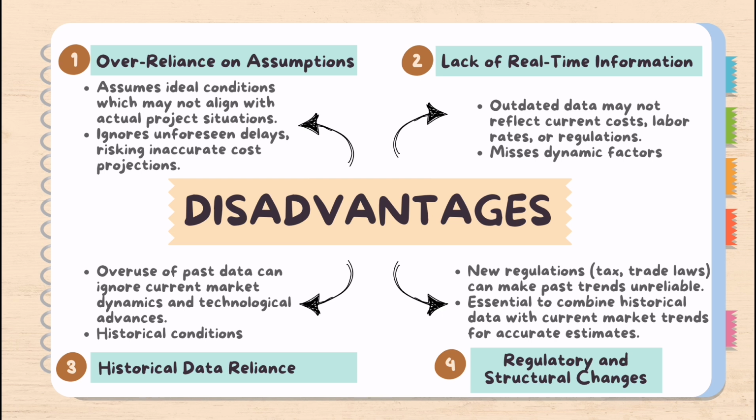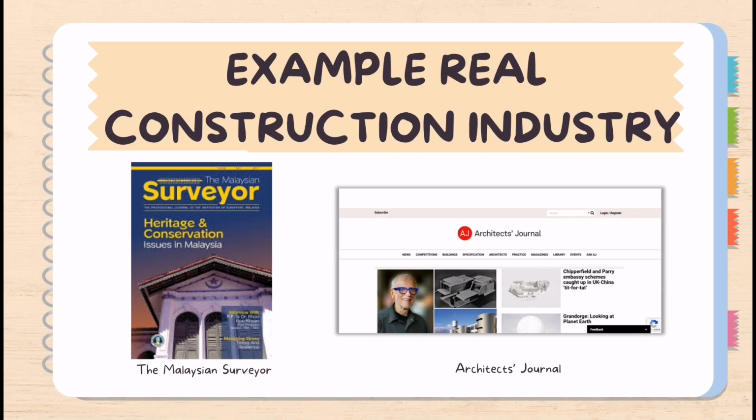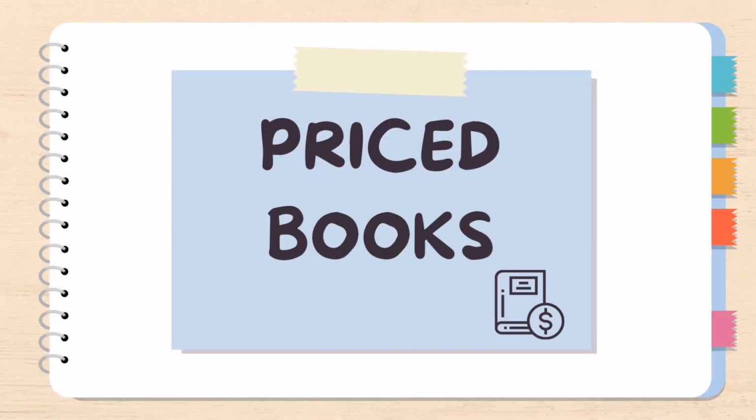Relying too heavily on historical data can overlook current market dynamics and technological advances, while new regulations may render past trends unreliable. To ensure accurate estimates, it's crucial to combine historical data with up-to-date market insights. These are the example of real construction industry, which is the Malaysian surveyor and architect journals.